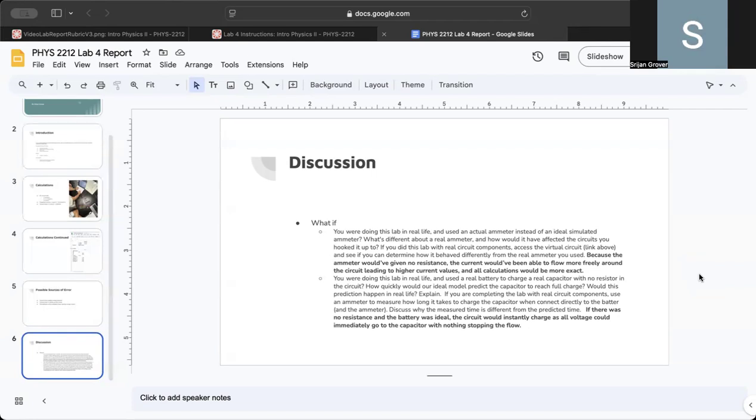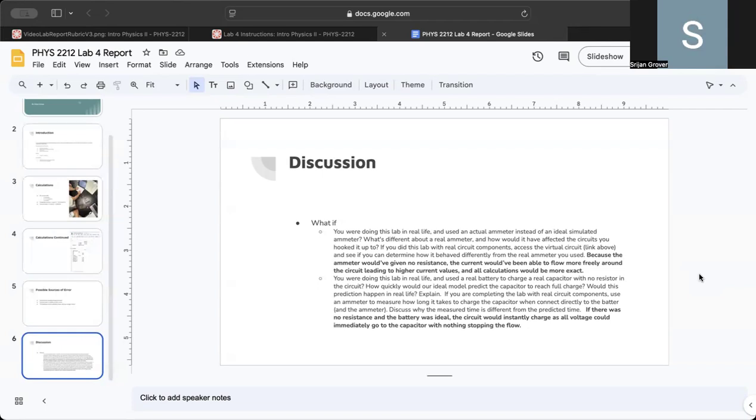What if we were doing this in real life and we use a real battery to charge a real capacitor with no resistance in the resistor in the circuit? How quickly would our ideal model predict the capacitor to reach full charge? Would this prediction happen in real life? Explain.